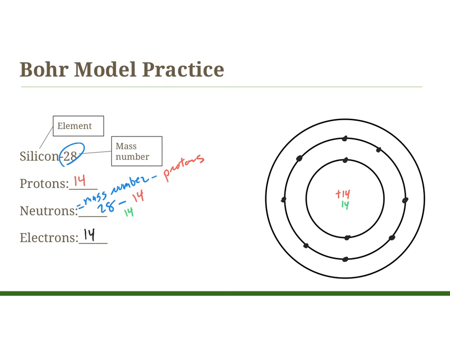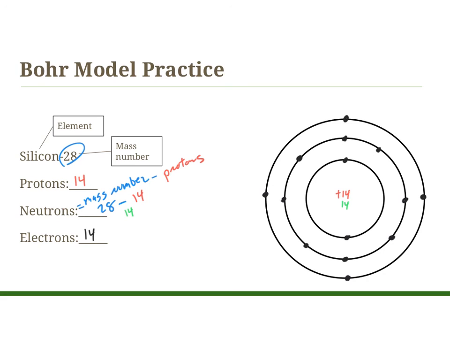So let's count. How many electrons have I used? 1, 2 for the first shell, 3, 4, 5, 6, 7, 8, 9, 10 for the second shell. And now I need to find another spot for 4 more electrons. So it's 10, 11, 12, 13, 14. And again, I'm spreading them out as far as I can. So this has 14 electrons, 14 protons, 14 neutrons. I've used 2 electrons in the first energy level, 8 electrons in the second energy level, and 4 electrons in the third energy level. This element is done.